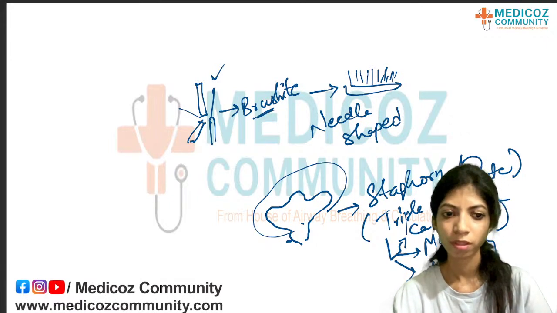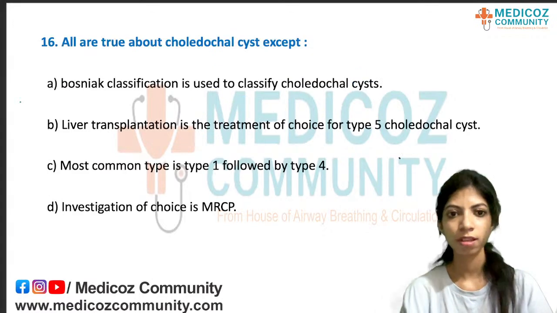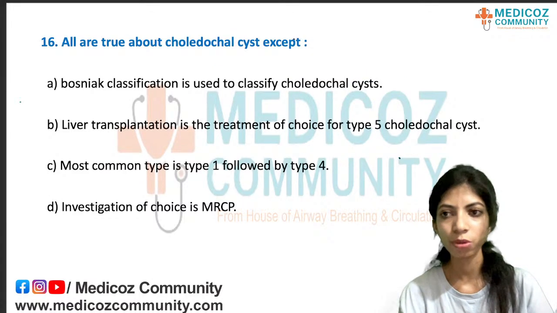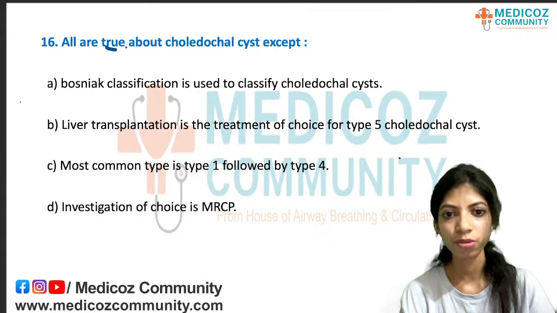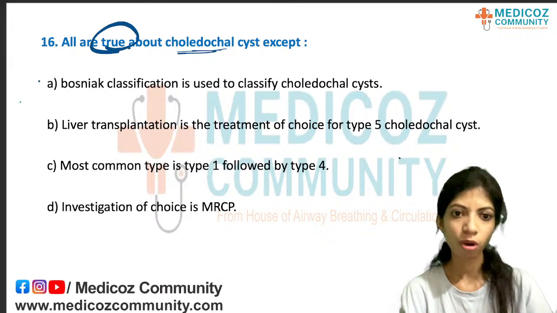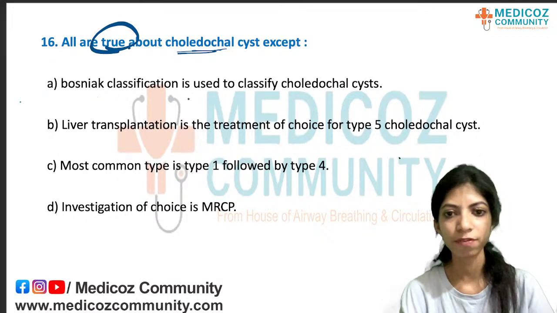Okay. So let's go on to the next question, which is: all are true about choledochal cyst except. So what is he asking? The true statement about what? Choledochal cyst. So option A, Bosniak classification is used to classify choledochal cysts.